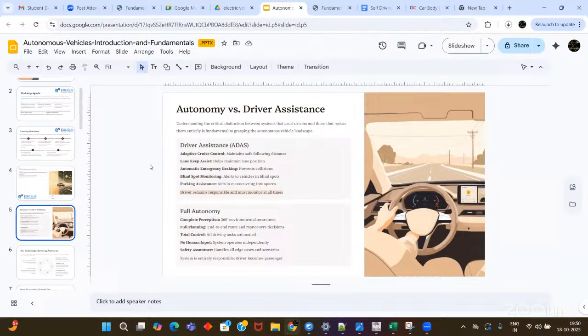But in the case of full autonomy, your complete perception is taken into consideration, full planning is done by the autopilot, no human input is needed, and safety assurance is not hampered. Everything happens by itself, and nothing gets affected. Now we'll discuss that in detail: autonomy versus driver systems. Understanding the critical distinction between systems that assist drivers and those that replace them entirely is fundamental to grasping the autonomous vehicles landscape. So the first one is driver assistance, ADAS, the adaptive cruise control.